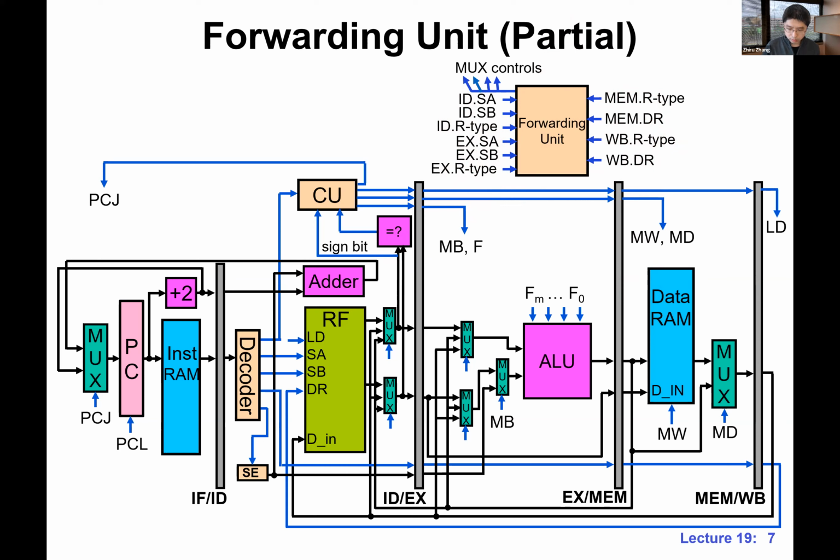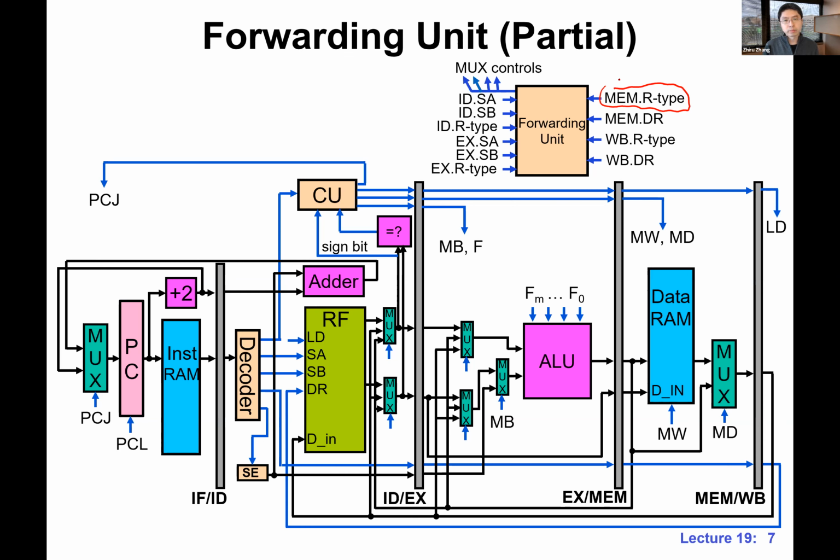You look at this one, mem.R type means whether we have an R type instruction in the memory stage. So basically, we are trying to propagate the important information of the instruction through the pipeline. And in each stage, we know what kind of instruction we are dealing with. Is it R type? Is it I type? Is it load or branch and such?